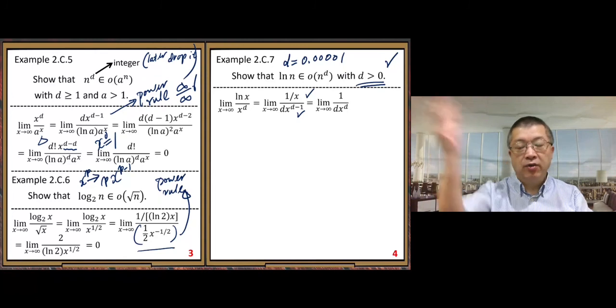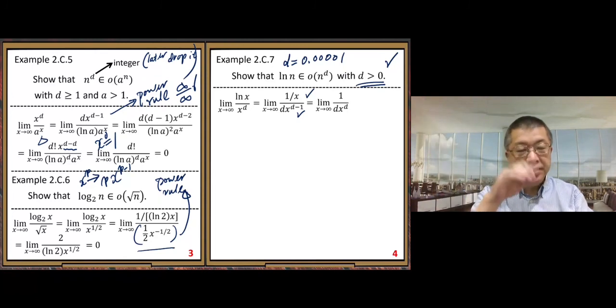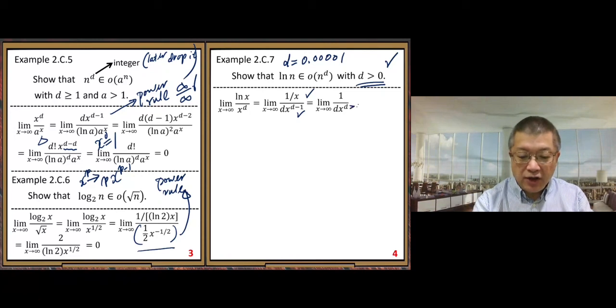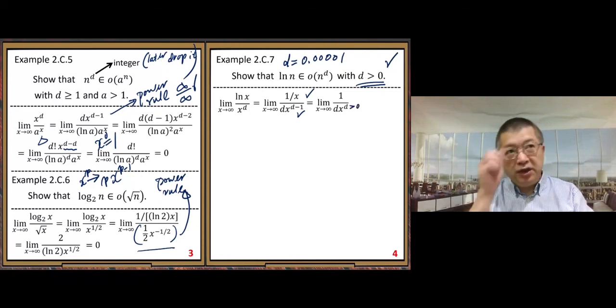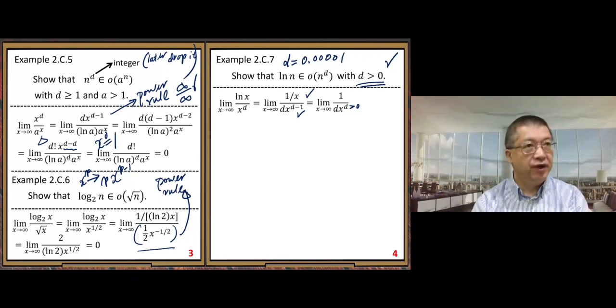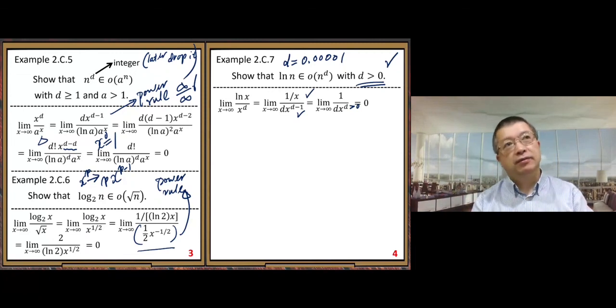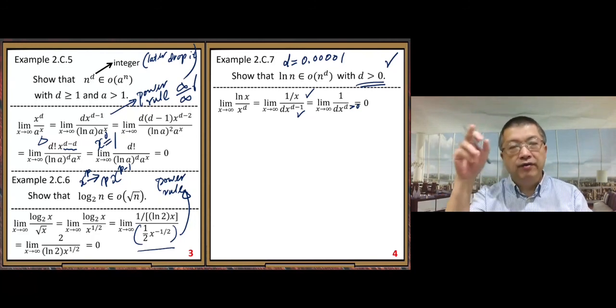The numerator is constant 1. The denominator is x to the d, because d is positive. Here, d is positive, so x to the positive dth power goes to infinity, right? When x goes to infinity, it also goes to infinity, so the limit is 0. If the limit is 0, little o. So we go back to n. Log of n belongs to little o of n to the d.